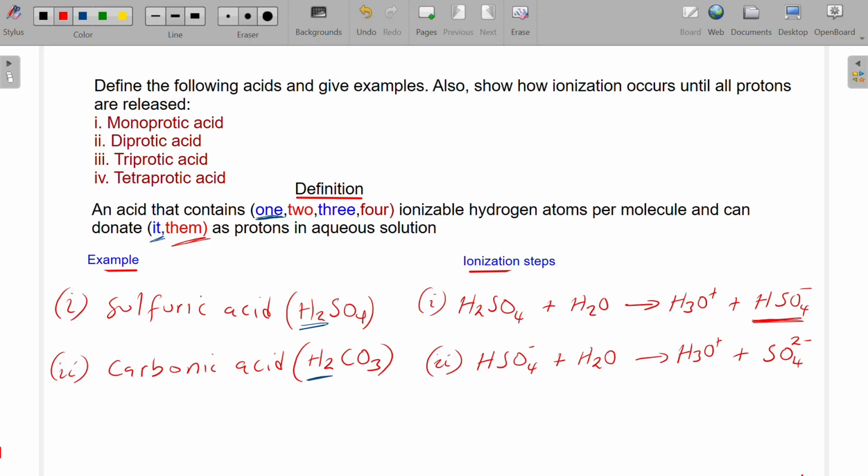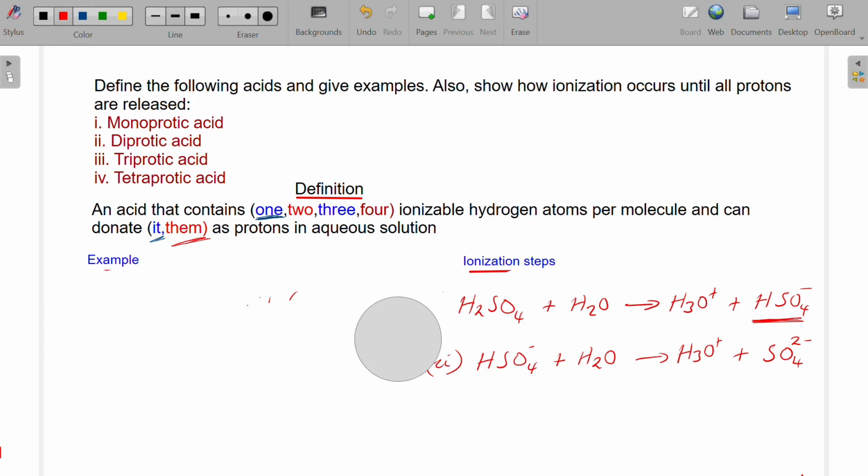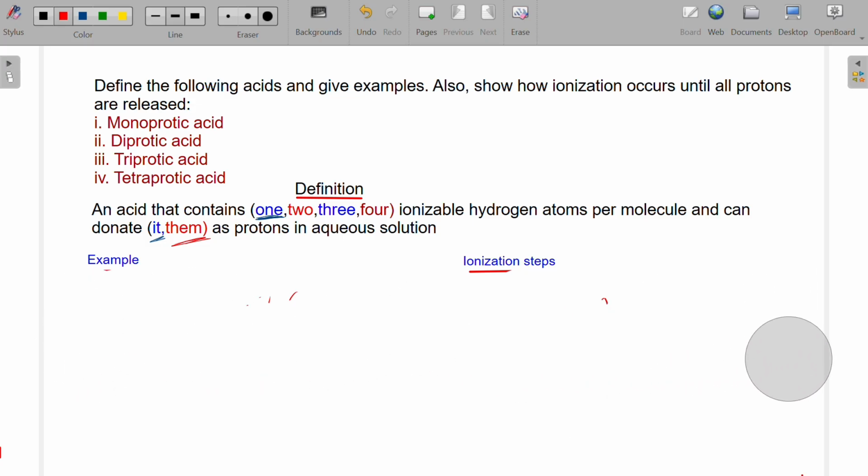We have given two examples and we have given the two steps. So you can apply the same concept to carbonic acid, just like we did to this one. We'll go to the next one. Let me just get rid of this part again.